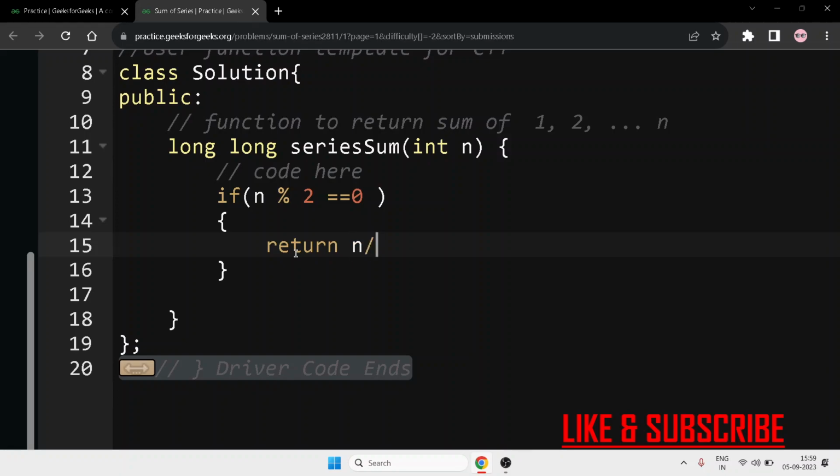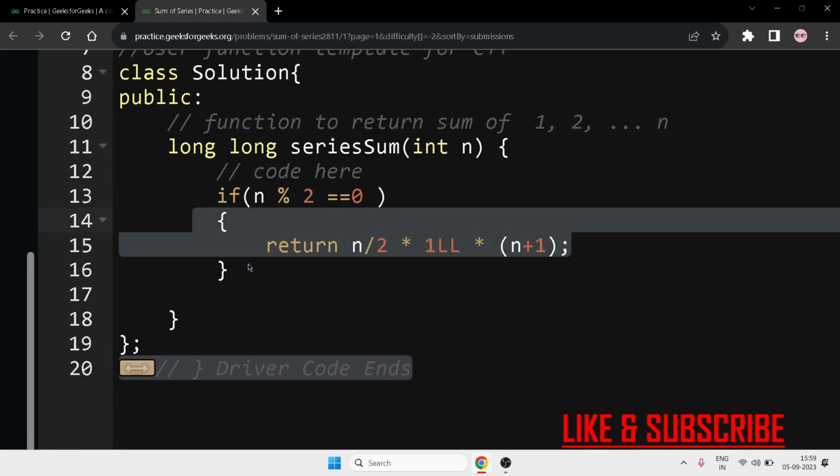So here n by 2 into, and to change it into a long data type, I will multiply it with 1ll, so it will change into long data type. Now I am going to complete the formula, n into n plus 1 by 2. So this is my formula. I hope you understand this much.